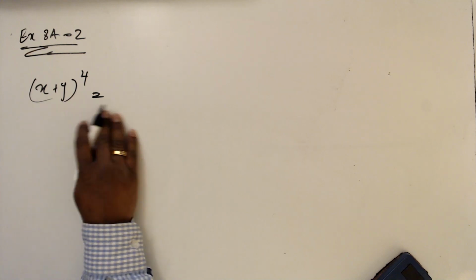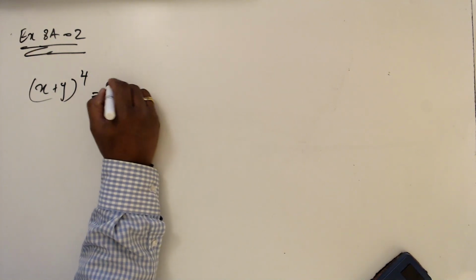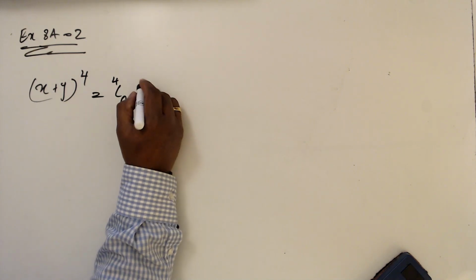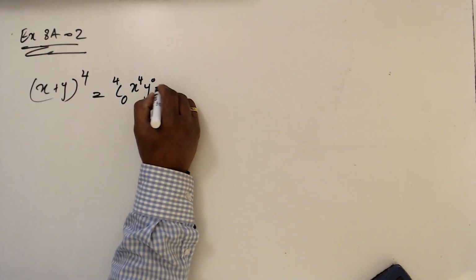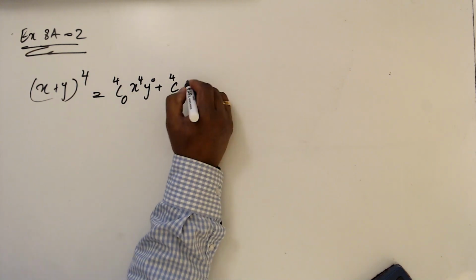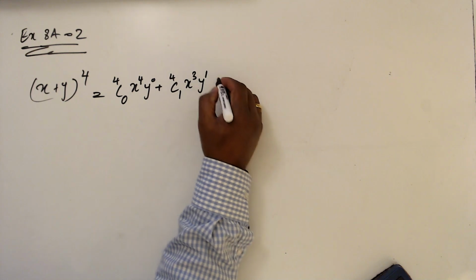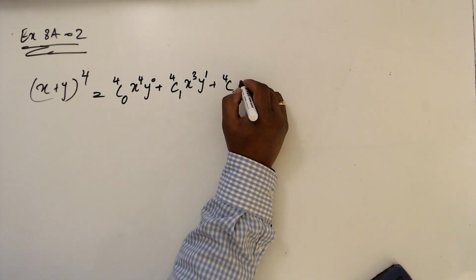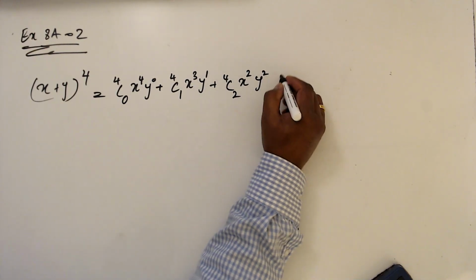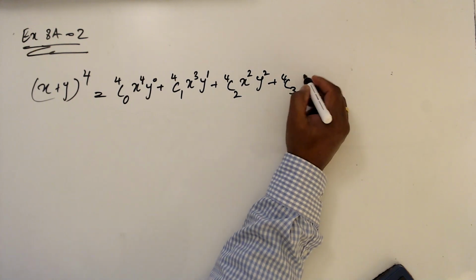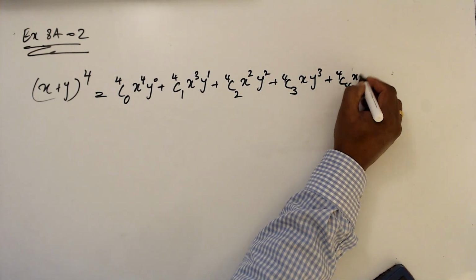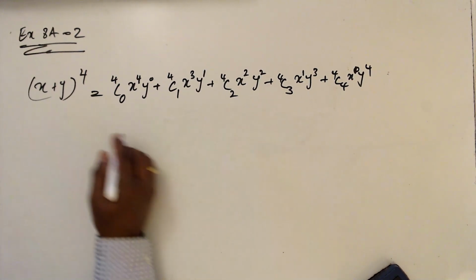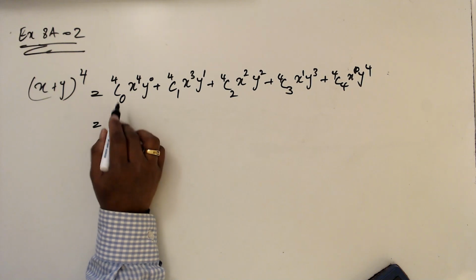Question number 2, we have to write the expansion. We start with 4C0 x^4 y^0, and 4C1 x^3 y^1, 4C2 x^2 y^2, 4C3 x y^3, 4C4 x^0 y^4. Now we know that 4C0 is going to be 1.